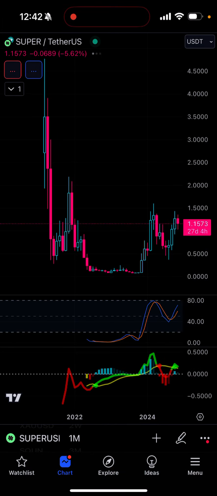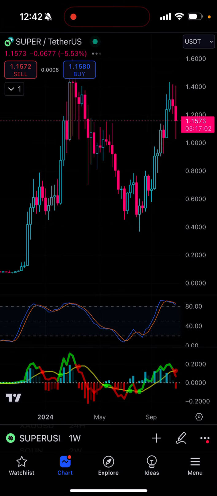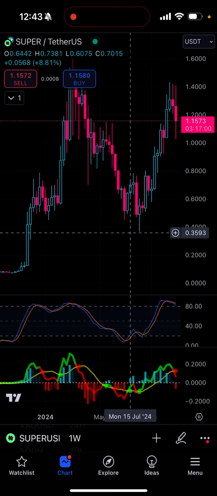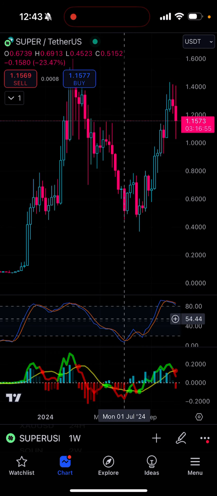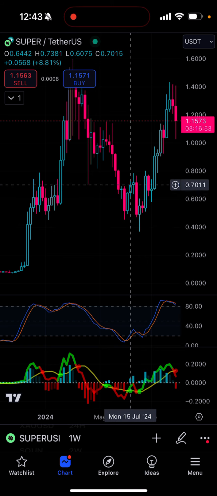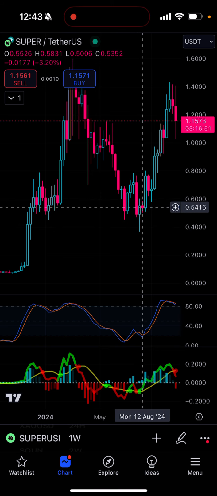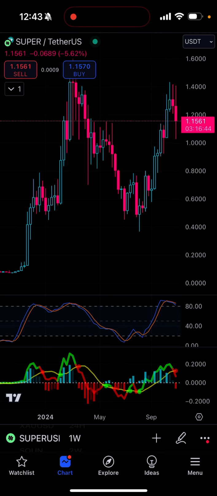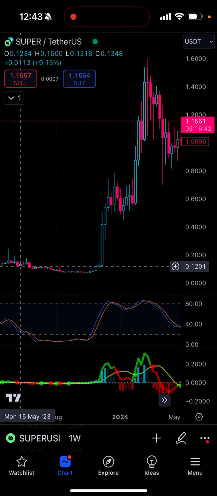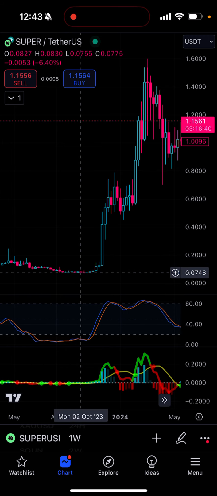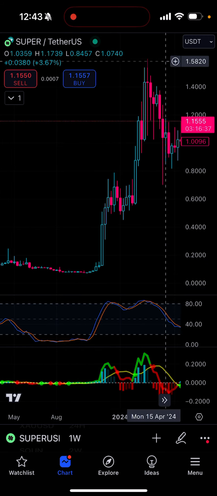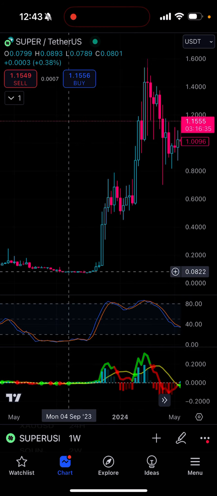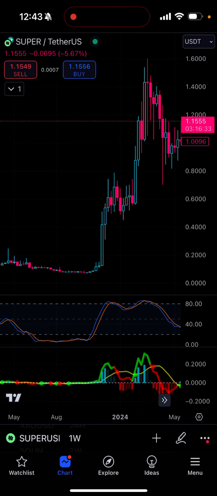What about this one? Super looks pretty cool. Let's go with the weekly. You would have been buying right here, around this area, right? Perfect entry at the bottom. Green bubble, low stochastic. You would have been buying at 70 cents. You would have bought again at 50 cents before it ran up to $1.40. So you would have had an over 100% gain on this, right? Same thing back here. You would have been purchasing this whole move at like 7 cents before it pushed up to $1.50. That would have been like a 10x gain.